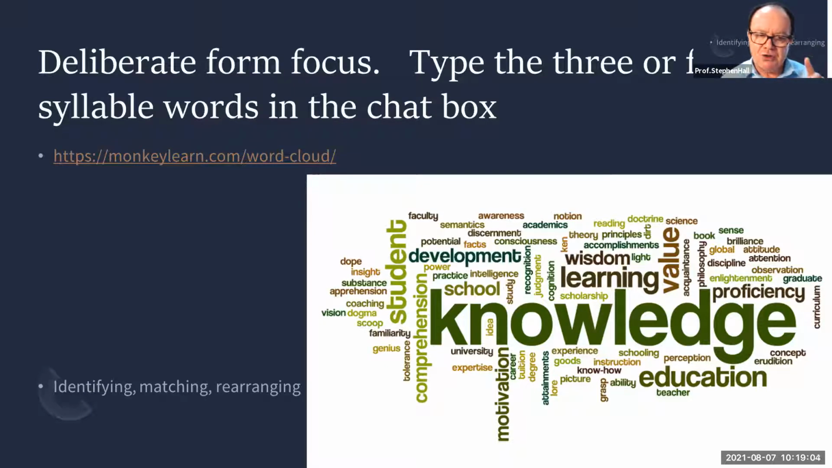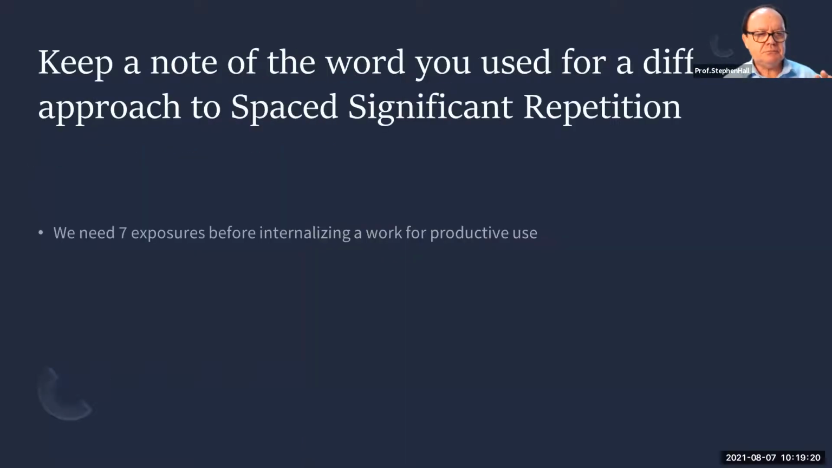Okay, now have you got your word? I want you to hang on to your word. You're going to choose one word you really, really like. So I'm going to move on because I've got lots I want to say. I talk nearly as fast as my friend Avril, but not quite. Now, you've got that word in mind. Now remember something. Often we try to do too much in too shallow a way, because we need 7 exposures before internalizing a word for productive use.